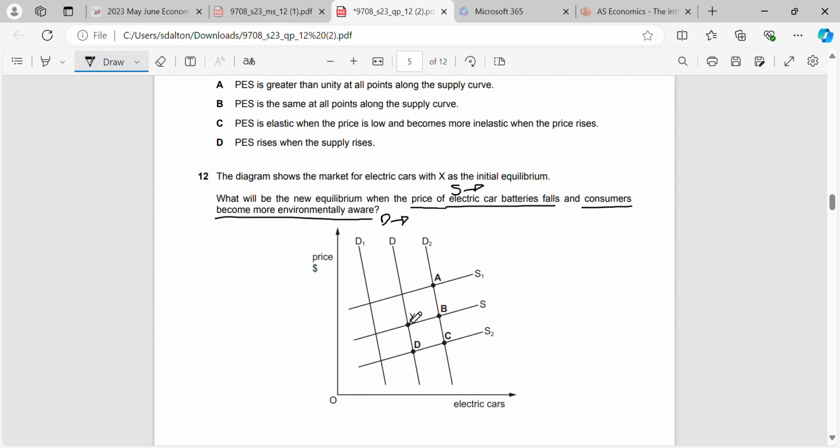It might make the electric cars cheaper. So we'll have an initial shift in our supply to the right, we'll move to D, and then we'll have our shift in the demand to the right as the consumers become more environmentally aware. That will lead to a new equilibrium of point C.